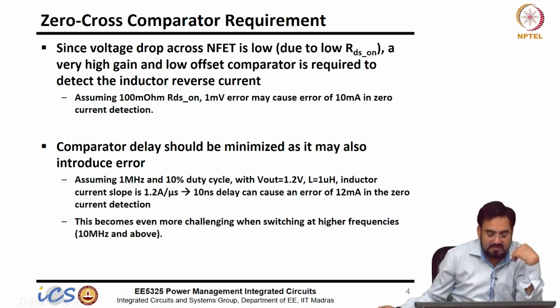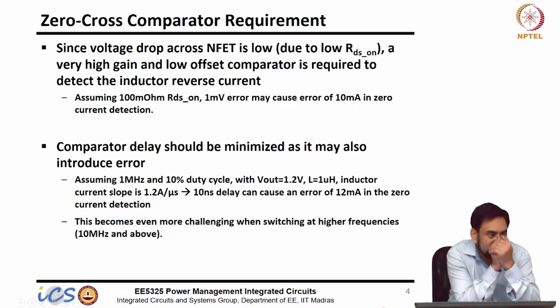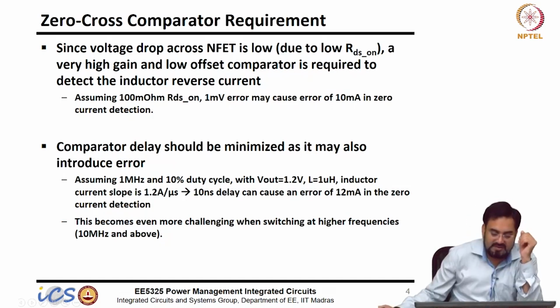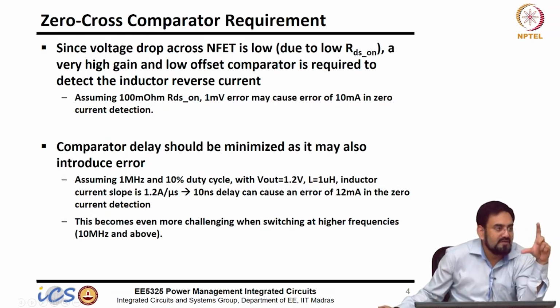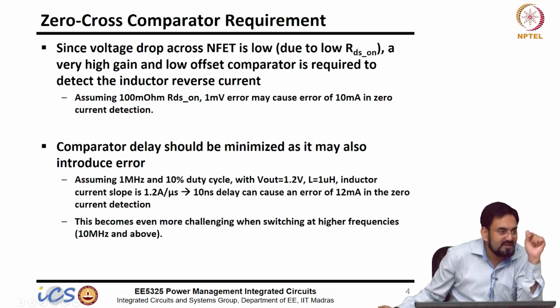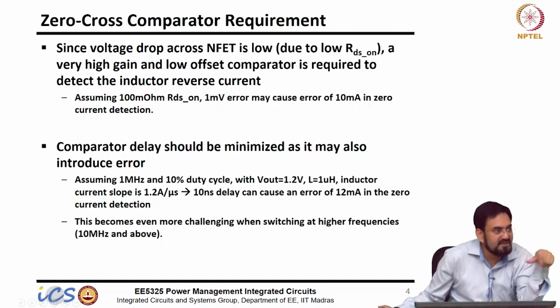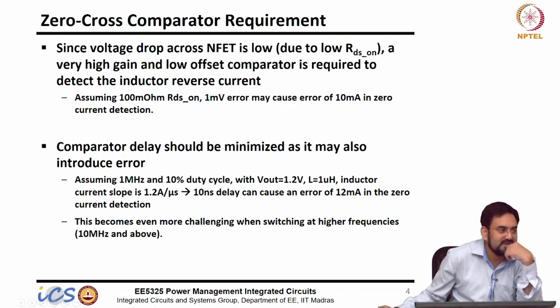You can think about it like this: assuming 100 milliohm RDS(on) and 1 millivolt error, that means you are off by 10 milliamp in the current, because 100 millivolt will be the drop when you have a 1 amp current. So 1 millivolt, 1%, will correspond to 10 milliamp error. Instead of detecting 0 current, you will be detecting minus 10 milliamp. That minus 10 milliamp is what you are losing in the FET, and that will reduce your efficiency.